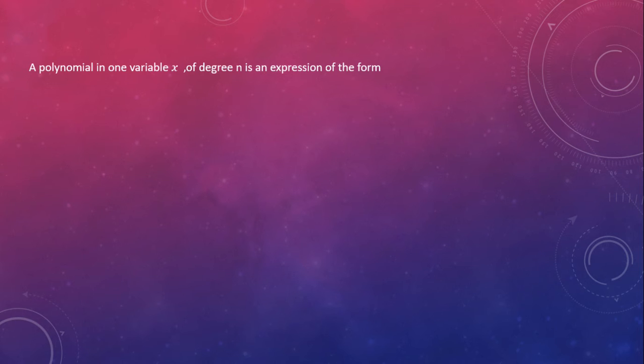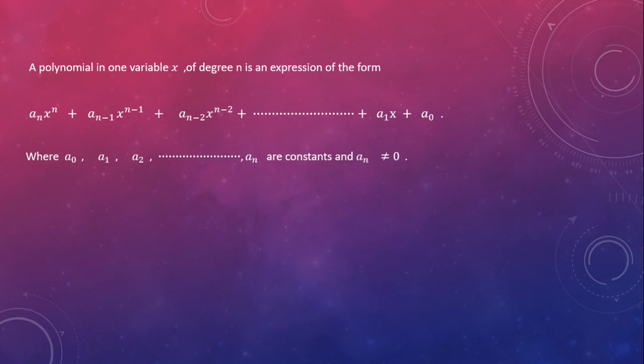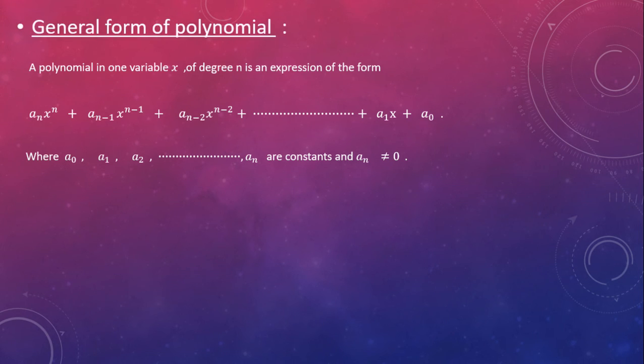A polynomial in one variable x of the degree n is an expression of the form a n x to the power n plus a n minus 1 x to the power n minus 1 plus a n minus 2 x to the power n minus 2 in the same way plus a1x plus a0, where a0, a1, a2, in the same way an are constants and an not equals to 0. This is called the general form of polynomial.